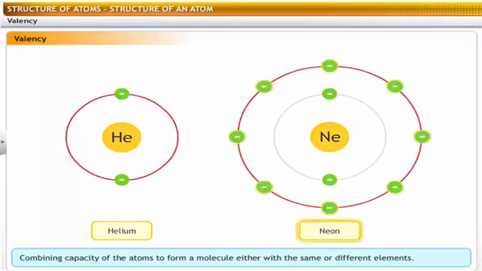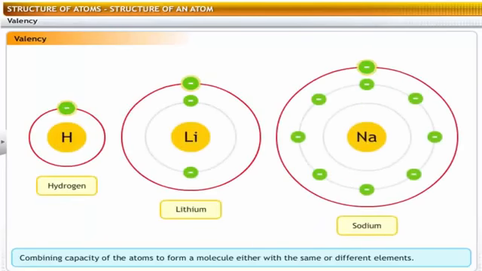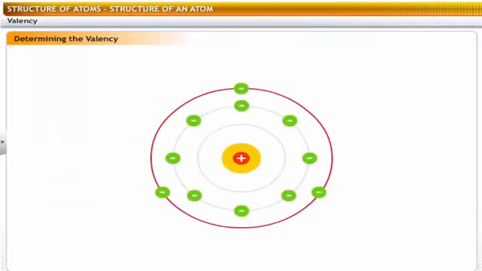For example, elements like hydrogen, lithium, and sodium atoms contain 1 electron in the outermost shell. Therefore, they can lose 1 electron, so their valency is 1. If an atom contains less than 4 electrons in its outermost shell, the valency of the atom is equal to the number of electrons present in the valence shell. For example, aluminium has 3 electrons in its outermost shell, so the valency of aluminium is 3.